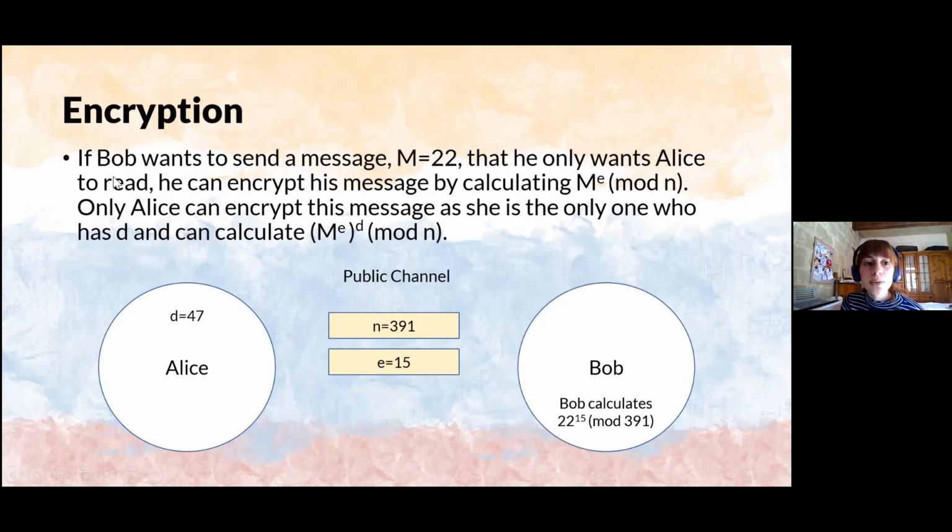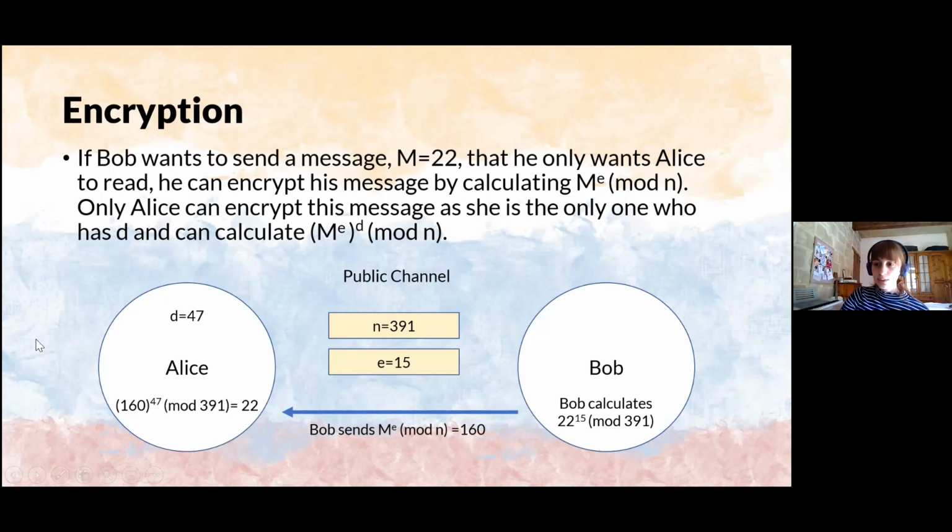When it comes to encryption, if Bob wants to send a message, he only wants Alice to read it. So he can use her public encryption key to send his message 22, right? So he sends her what the answer is. Now, this is public, anyone can see it, but only Alice can decrypt it and get 22 back. Because only she has the D, such that M to the E to the D is actually M.